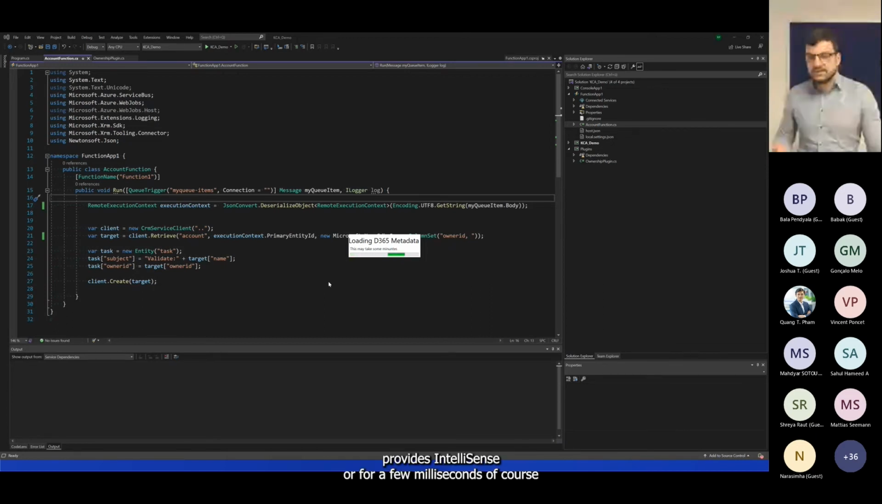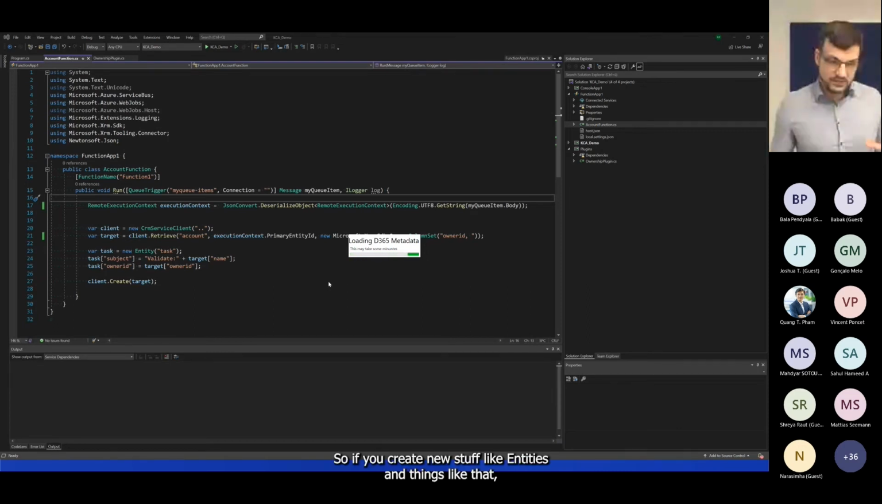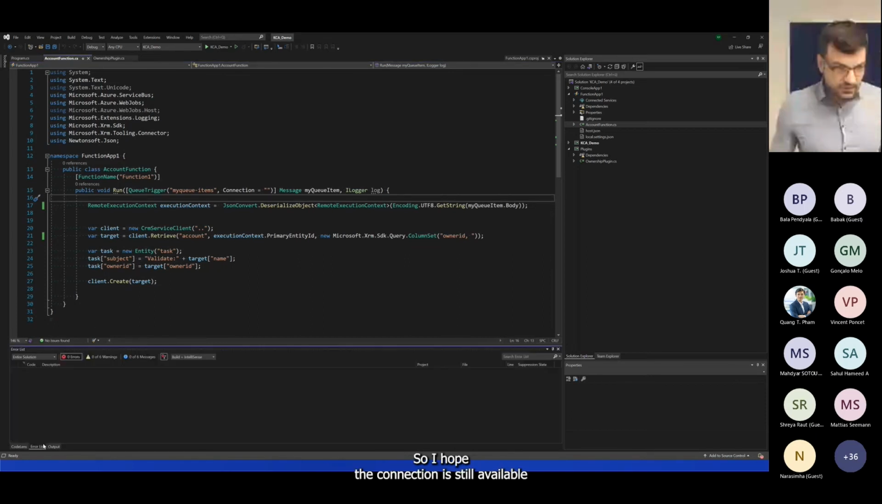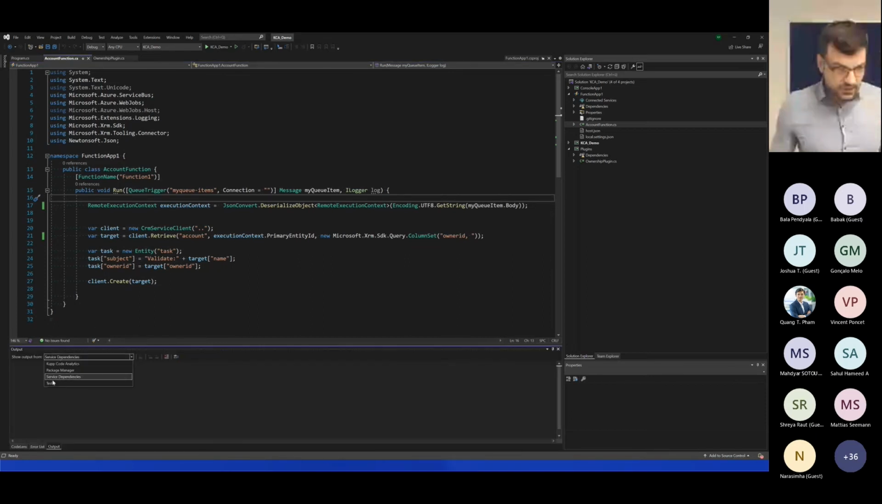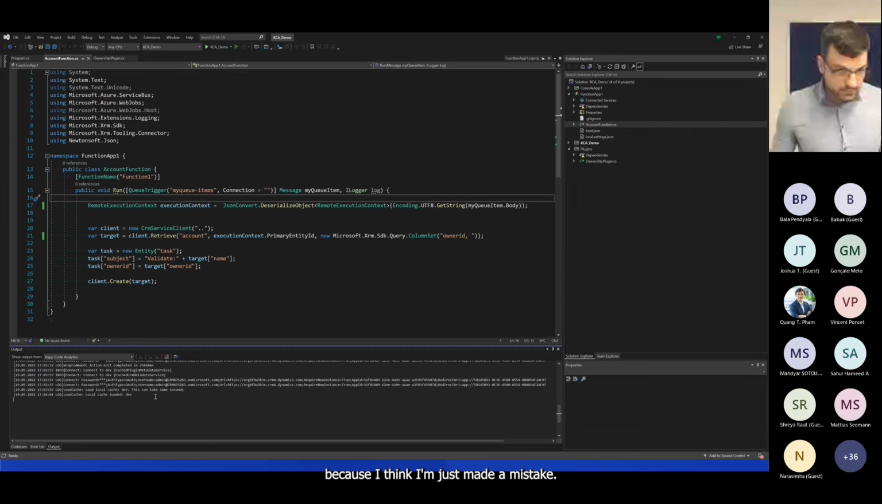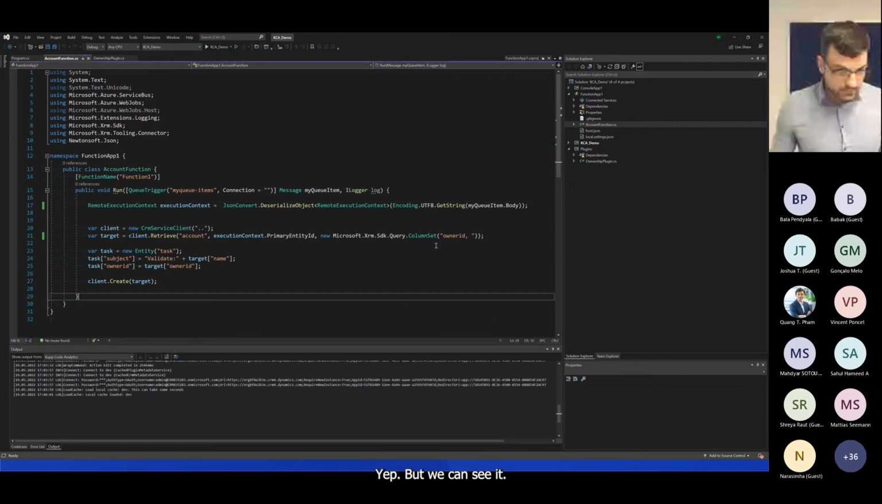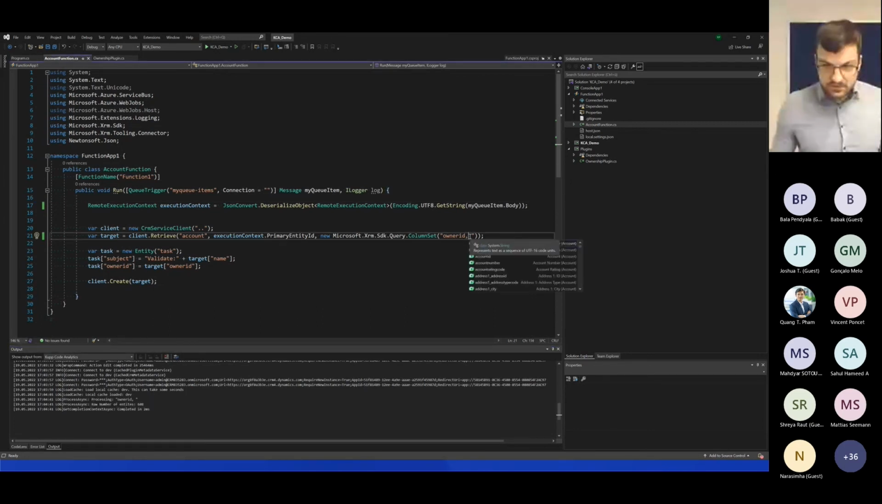Then it can provide IntelliSense within a few milliseconds. Of course, it's needed to cache the data. So if you create new stuff like entities and fields, you need to refresh the cache. And this is basically all you need to do. When you're done with that, you have IntelliSense for your environment. You can also connect to Azure and things like that. So I hope the connection is still available because I think I just made a mistake. Yep, but we can see it. So let's try if it works.